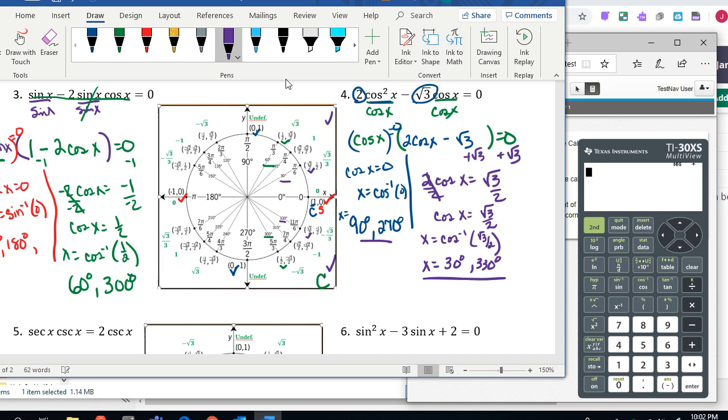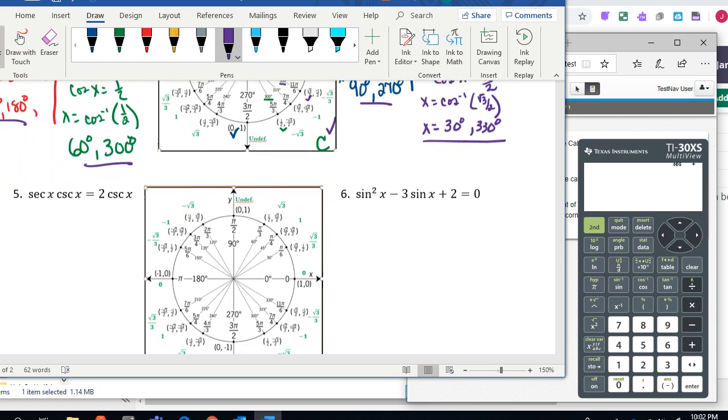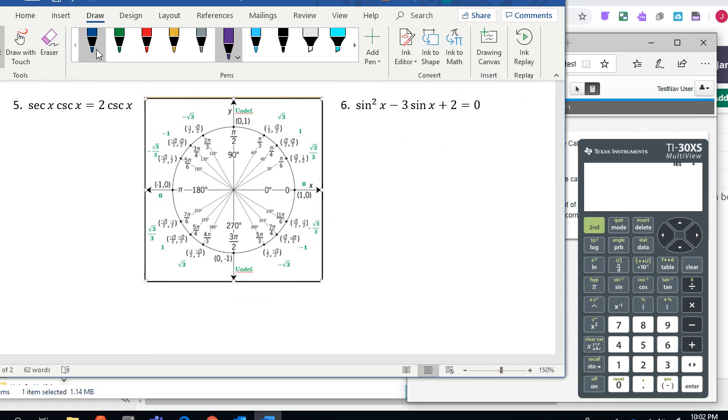All right, 4 answers. But do realize you could end up with no answers. You've got to be careful going through these. All right, going on to the next one. This is not equal to 0, so I have to pull this over to the other side by subtracting it.